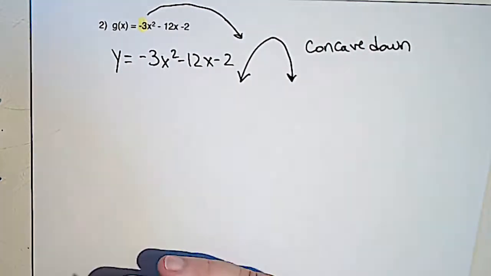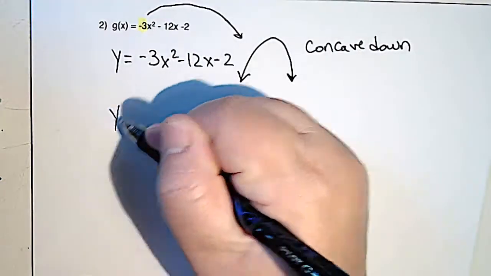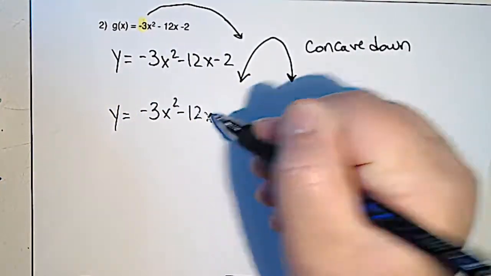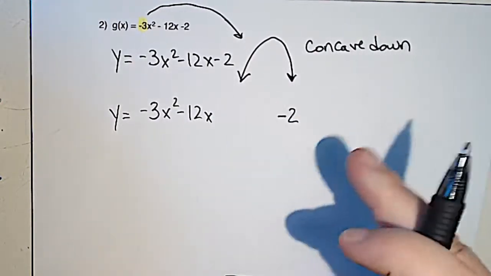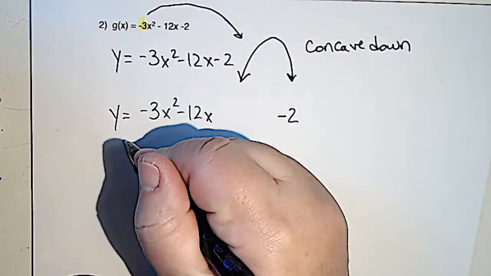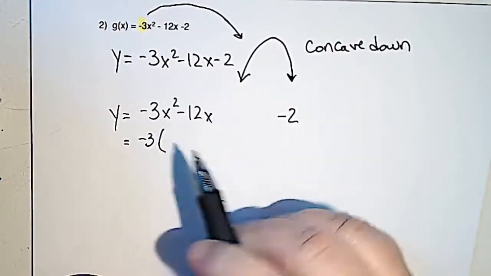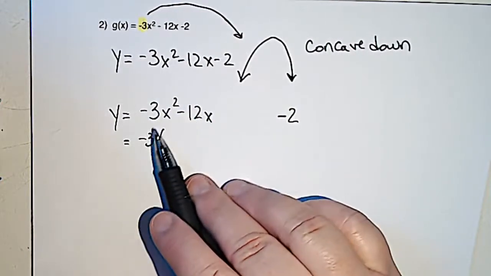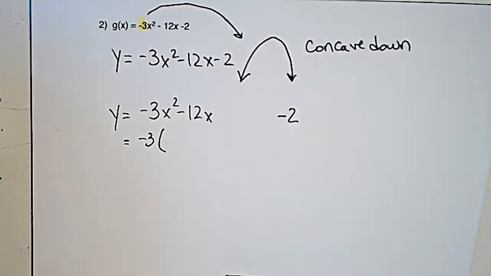Next thing, let's Marie Kondo this. I'm going to take the negative 3x squared minus 12x, and then I'm going to move the negative 2 over here because it is not sparking joy. And you might be worried that we're going to have to do something with that negative 3, and you are absolutely correct. We are going to have to factor that out. I'm going to factor it out of both of these because these are the two terms with x's in them. The negative 2, we're just going to leave over on the side.